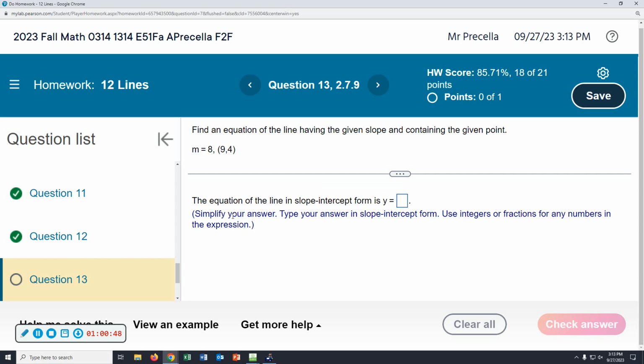So this is number 13. We're writing an equation for a slanted line, and I know it's a slanted line because the slope is 8. If the slope was 0, it's a horizontal line. If it's undefined, then it's a vertical line. But if the slope is anything else, it's got to be a slanted line. And the line is going to pass through, what's the order here? 9,4.